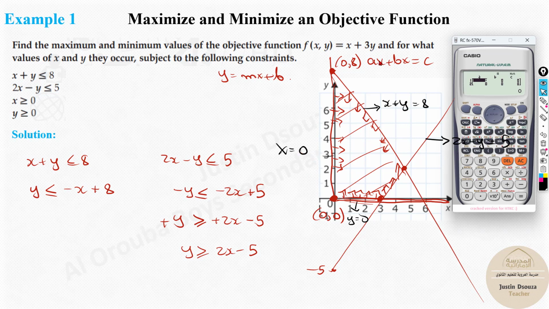This was x is equal to 0, and this is x plus y equals 8. So I'll type this out first. 1, 1, 8. And then we have over here 1. That is, a is all the coefficients of x, b is coefficients of y, equal to c.